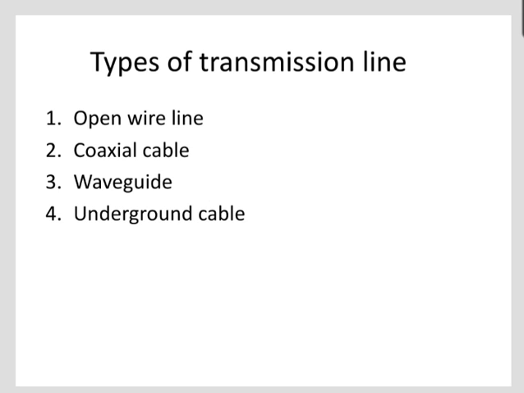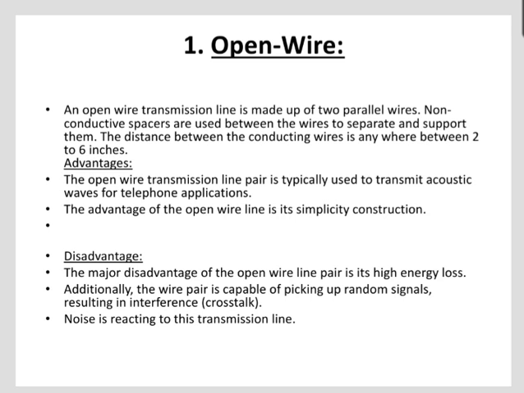So, there are four types: open wire line, coaxial cable, waveguide, and underground cable. The first one is open wire. An open wire transmission line is made up of two parallel wires. Non-conductive spacers are used between the wires to separate and support them. The distance between the conducting wires is anywhere between 2 to 6 inches.